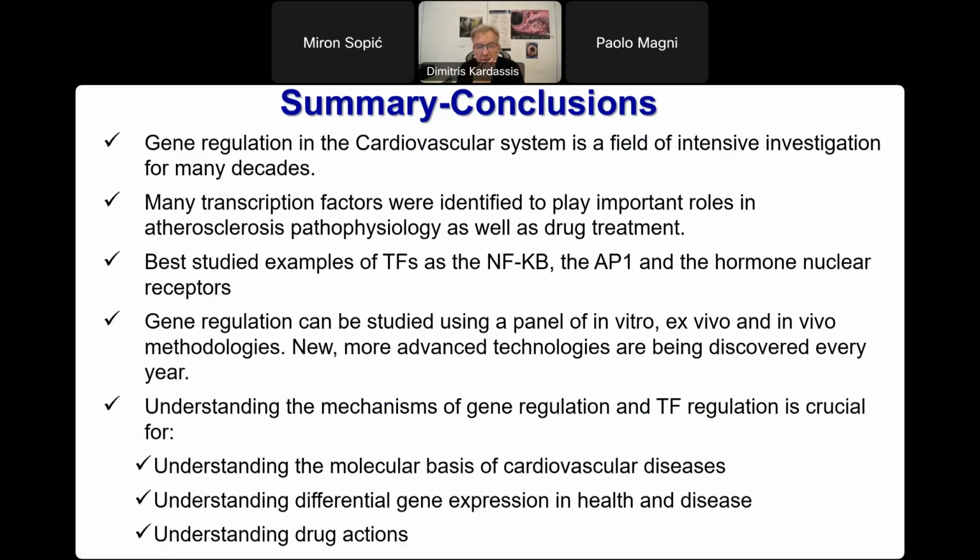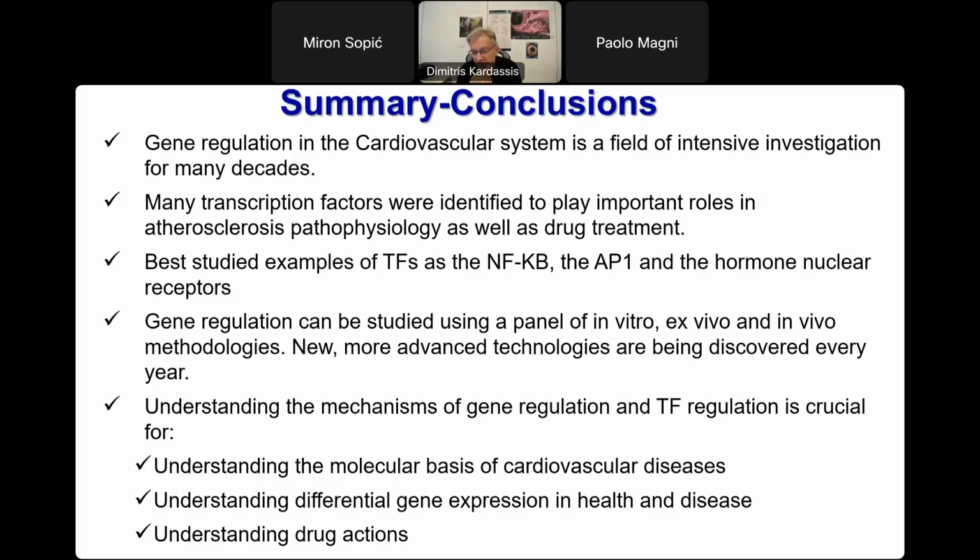So gene regulation in the cardiovascular system is a field of intensive research for many decades. Many transcription factors were identified to play important roles in atherosclerosis pathophysiology, as well as drug treatment. Some well-studied examples of transcription factors are NF-κB, AP1, the hormone nuclear receptors. These are the examples that have been studied very thoroughly. Gene regulation can be studied using a panel of in vitro, ex vivo, and in vivo methodologies, and new, more advanced technologies are being discovered every year.